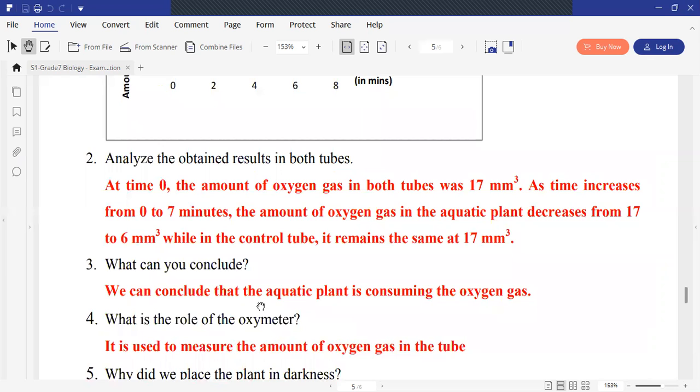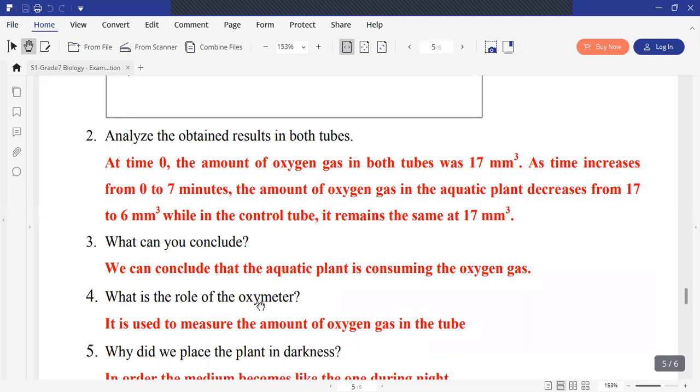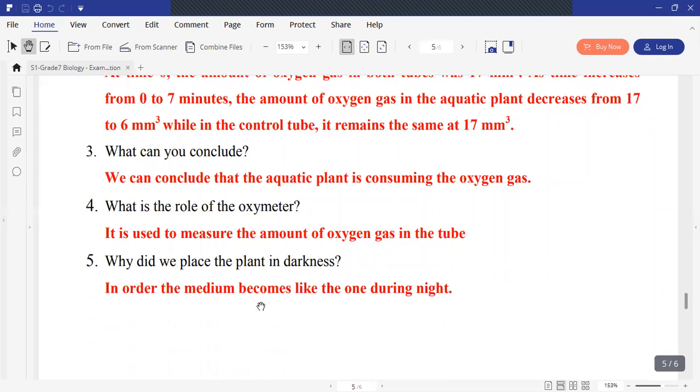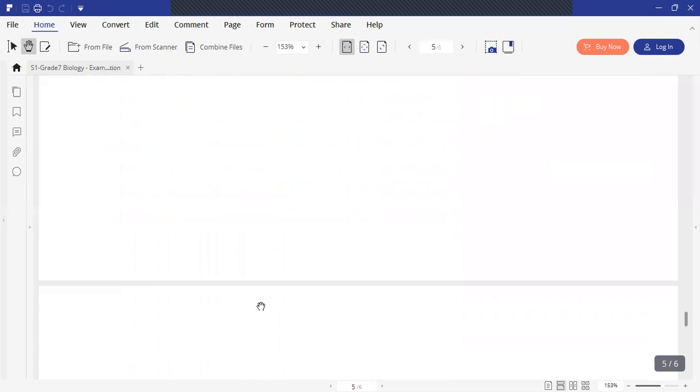What is the role of the oximeter? It's used to measure the amount of oxygen gas in the tube. Why did we place the plant in darkness? Because the medium looked like the one during the night.